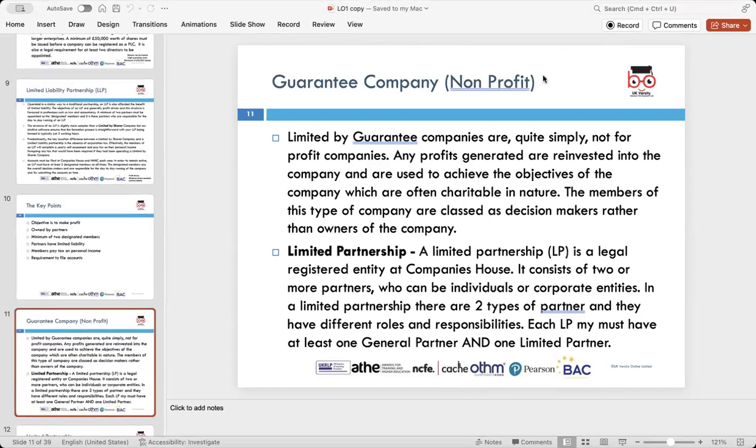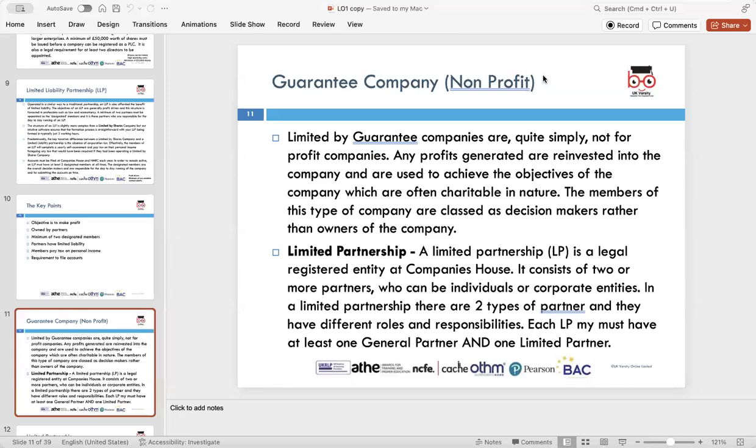companies limited by guarantee are companies that are not for the purpose of making a profit. All of the revenue that is made is put back into the firm and used to accomplish the goals that the organization has set for itself, which are frequently more benevolent in character. The members of this kind of corporation are not considered to be owners of the company. Rather, they are considered to be key decision makers.